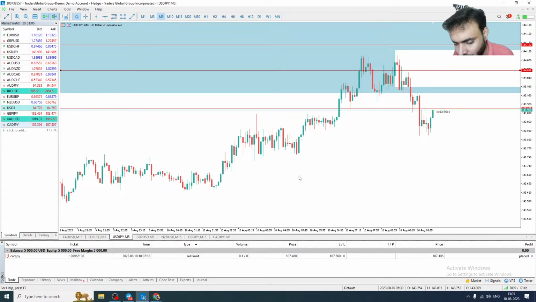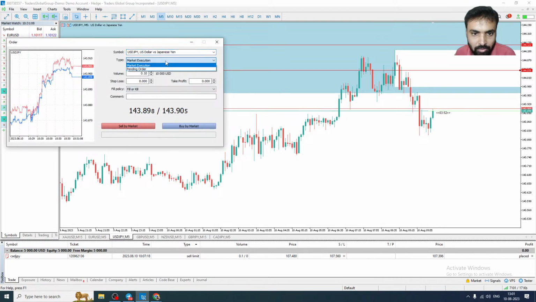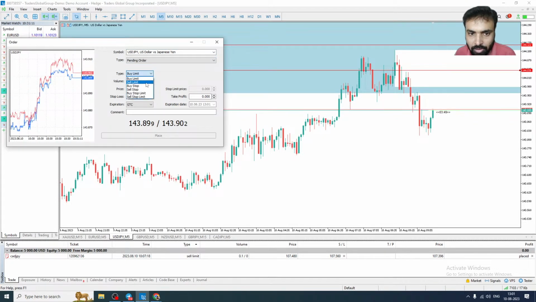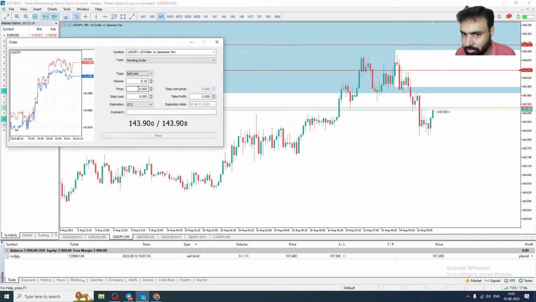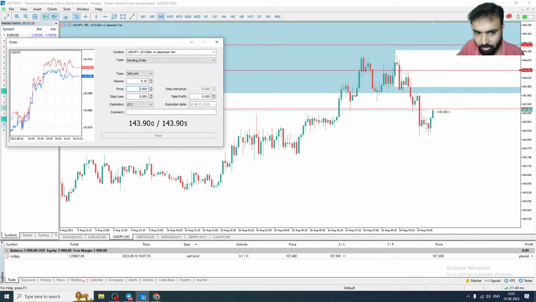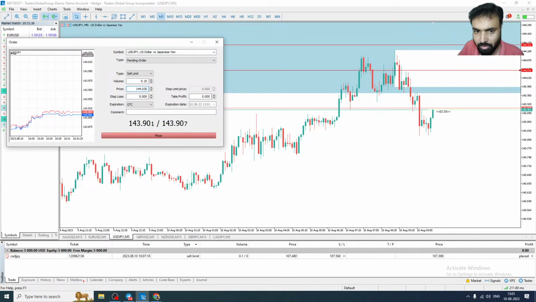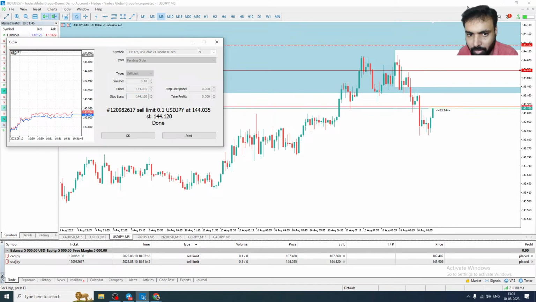Okay, F9, pending order, sell limit, 1 mini lot. The price would be 144.035, let's say 5, a round number. And the stop loss would be like 144.120. Okay, I'm not putting a target because we are going to trail the stop losses. So let's place the sell entry.